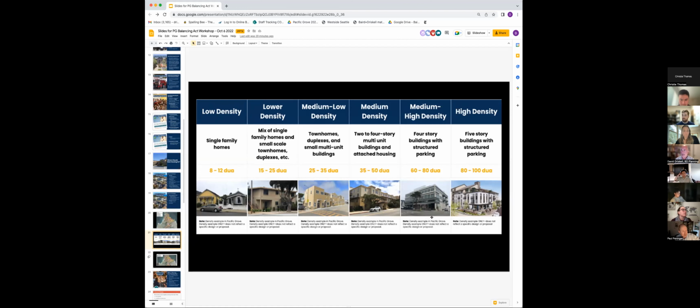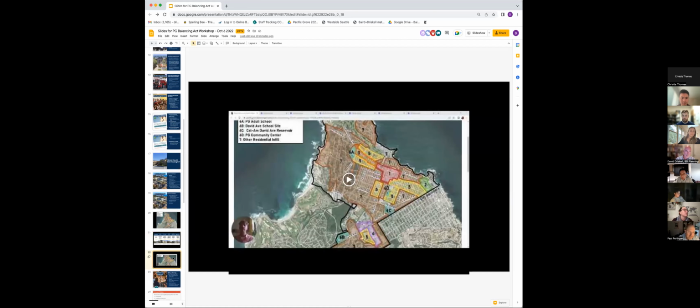Most of those, except for the last one, are images of buildings in Pacific Grove. And as you go through the tool, you're going to tell us what you think would be appropriate in terms of density in each of these areas as you build your housing plan. I'm now going to play a video, which is part of the Balancing Act tool, so you can go back and look at it, but it's going to walk you through how you're going to build your housing plan.